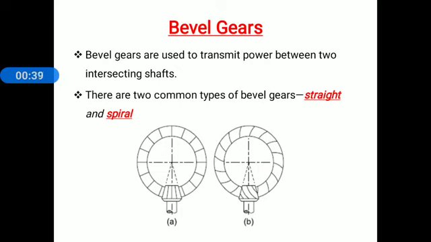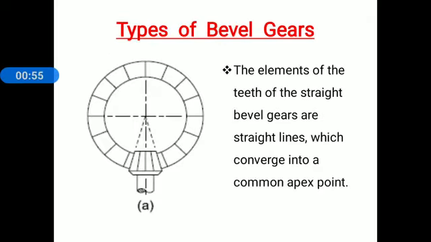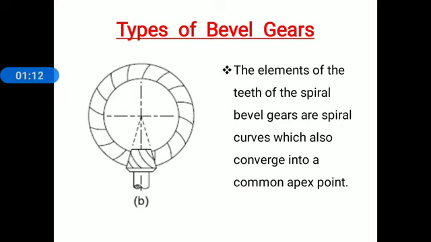Bevel gears are broadly classified into two groups: straight bevel gear and spiral bevel gear, shown in figures A and B respectively. Figure A, straight bevel gear. Figure B, spiral bevel gear. In a straight bevel gear, the elements of the teeth are straight lines which converge into a common apex point, as clearly shown in figure A.